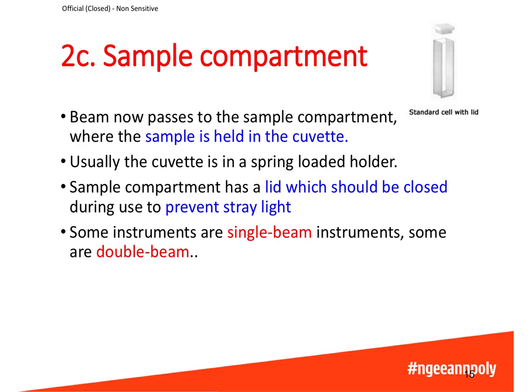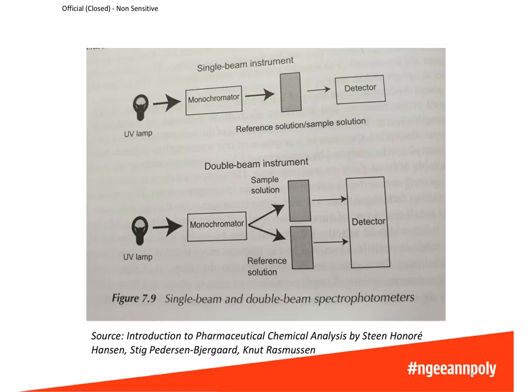As you have seen in our labs, some instruments are single beam spectrophotometers and some are double beam spectrophotometers. This diagram shows the difference between a single beam and a double beam spectrophotometer. So basically, in a single beam instrument, there's only a single light beam that comes out from the monochromator, and that single beam will pass through only one sample before it's detected.